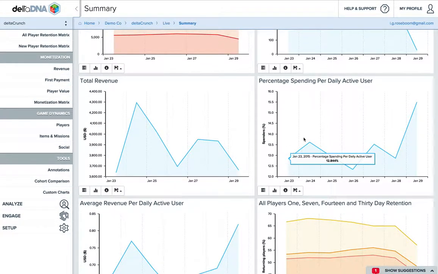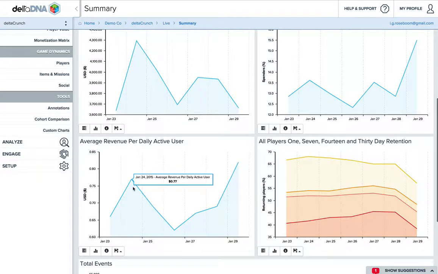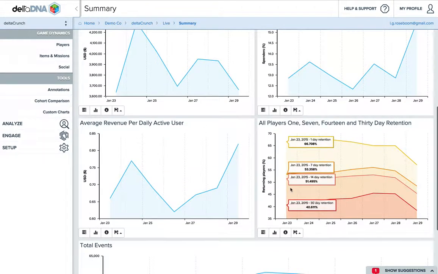The other ones here: we have percentage spending per daily active user. That's the percentage of people that played on that day, how many of them were spenders. We have the average revenue per daily active user, which is, of course, just this revenue here divided by the DAU. We have what we've now called our all player retention chart, which is the retention for all users, including existing and new players.